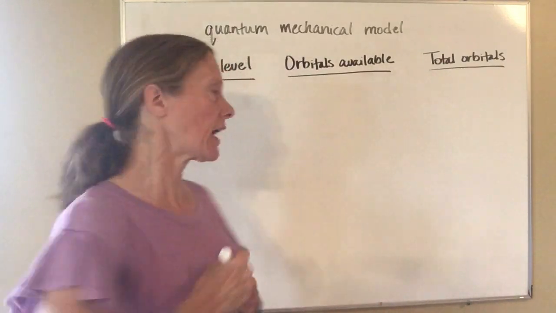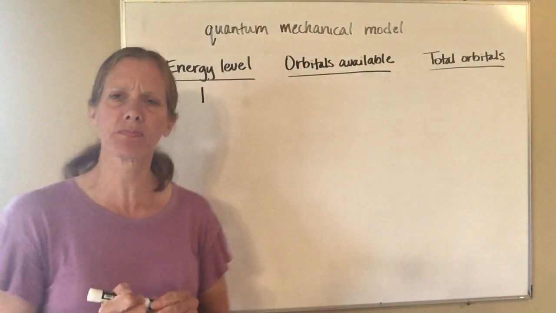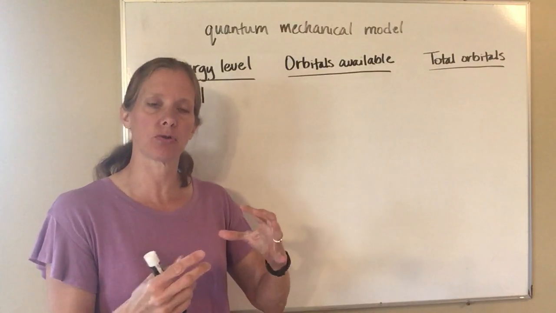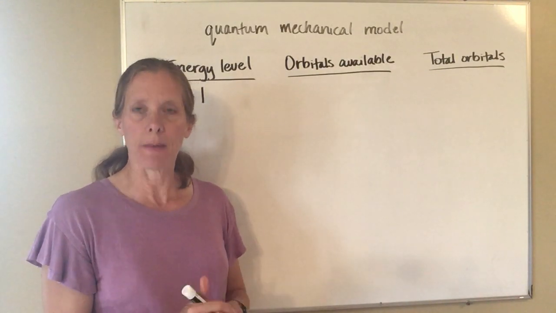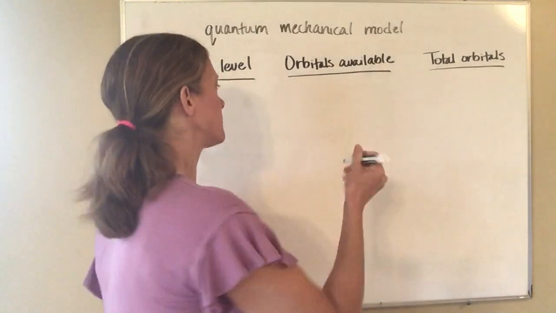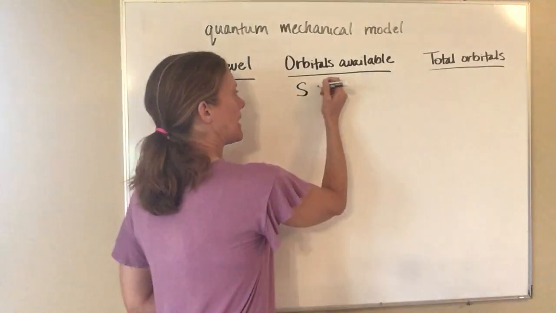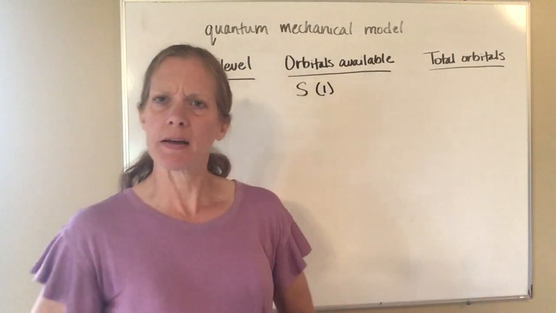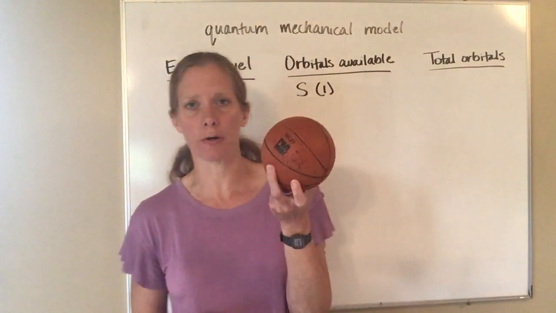So if I look at the very first energy level of the atom, the energy level is going to be, again, how close is it to the nucleus? So the very closest energy level to the nucleus, there's only one orbital that's available, and it's called an s orbital. And there's only one s orbital available. Now, an s orbital is shaped very much like a sphere.